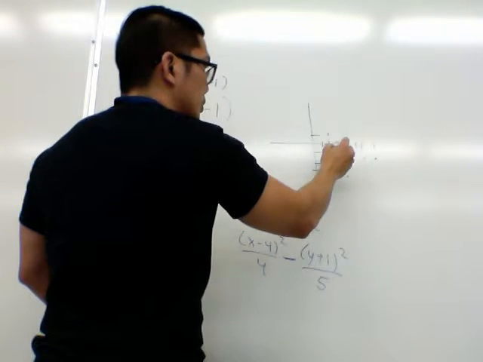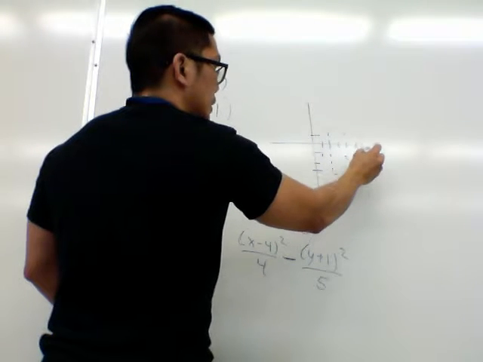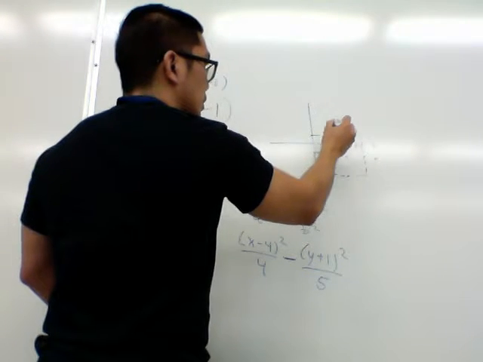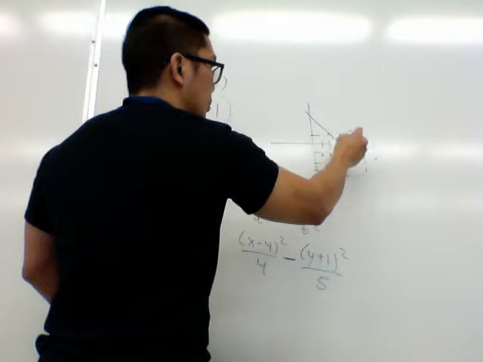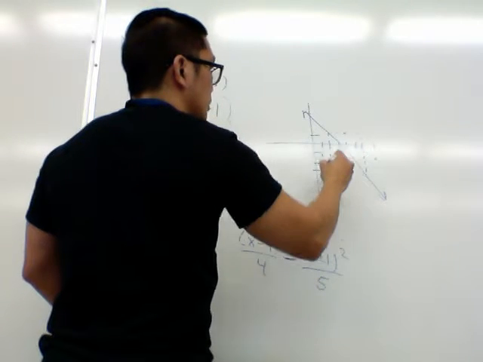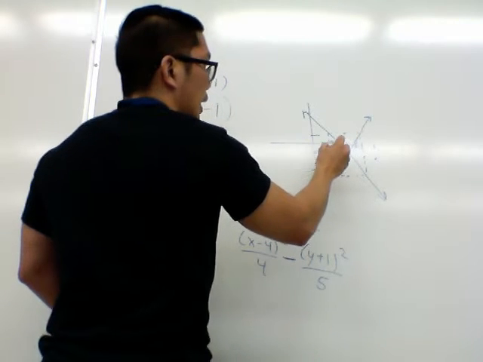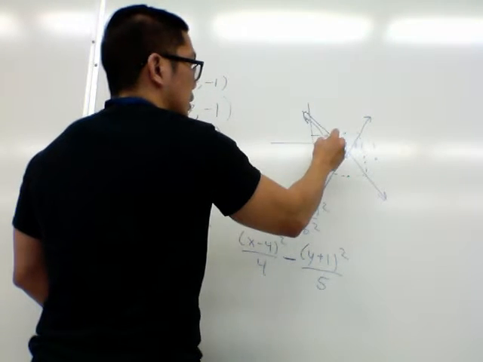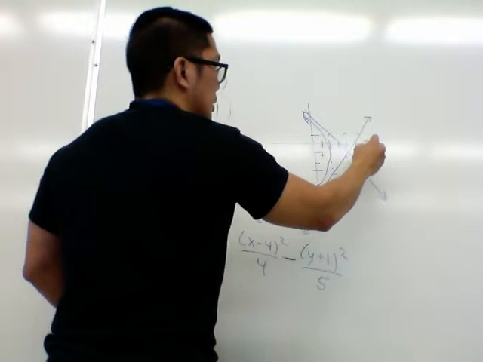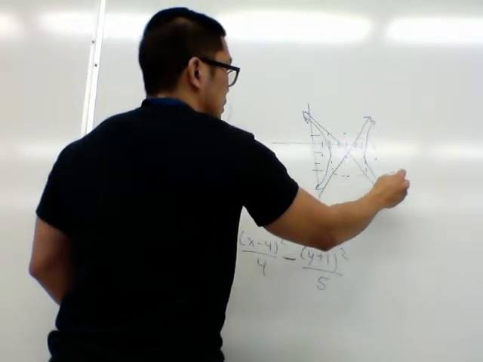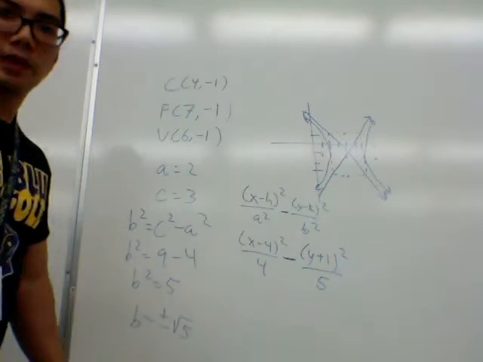And then I'm going to go ahead and draw my rectangle. And that tells me the opening for my asymptotes. And then from the vertex, I go ahead and draw my hyperbola.